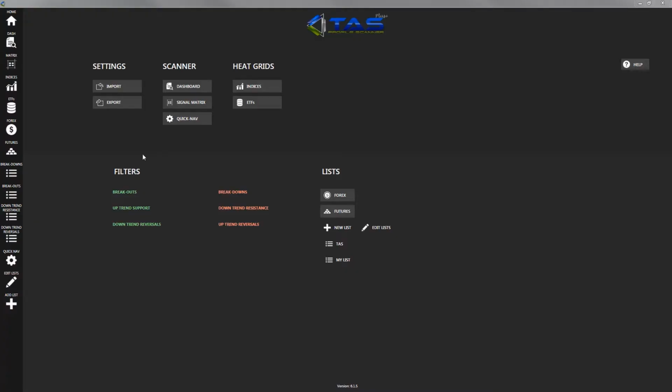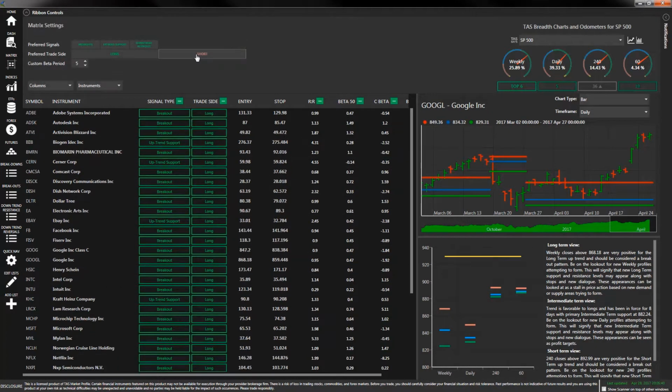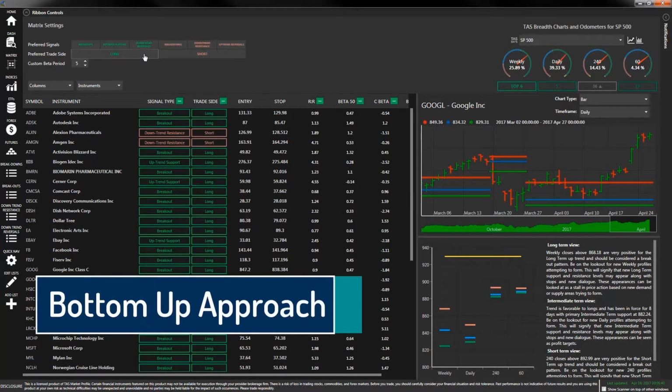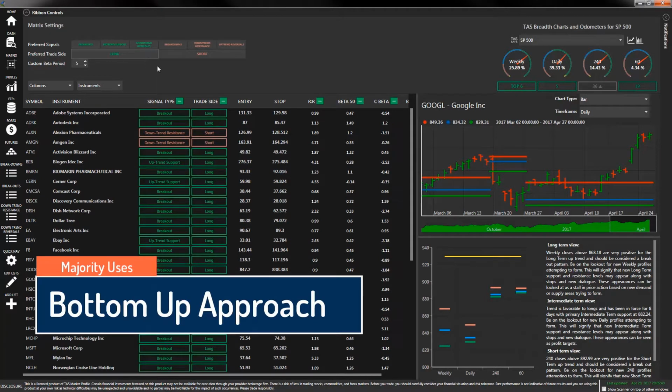The TAS Profile Scanner can be used in a few different ways to identify trade opportunities. It allows for a top-down approach and a bottom-up approach. The majority of our clients utilize the bottom-up approach. This approach produces a steady stream of trade opportunities as they happen real time.